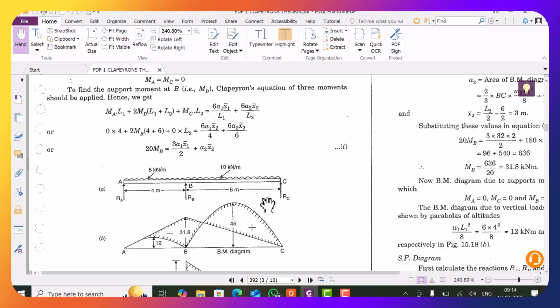I hope you all might have enjoyed this lecture. So this is a simple example where we have analyzed the continuous beam using Clapeyron's theorem. Thank you.